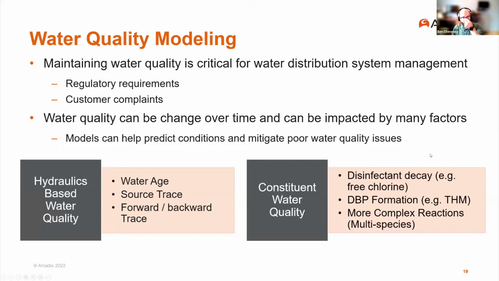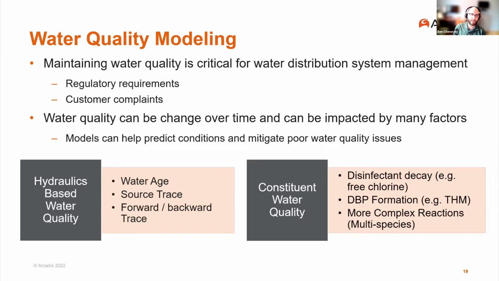So just as a summary, water quality modeling is obviously a critical component of managing the system between regulatory requirements, minimizing customer complaints, improving the system. And water quality is complex. So with an MSX model, you can obviously get a different representation. It's not going to be exactly the water quality conditions out in the system, but it's a better representation than some of those built-in methods.